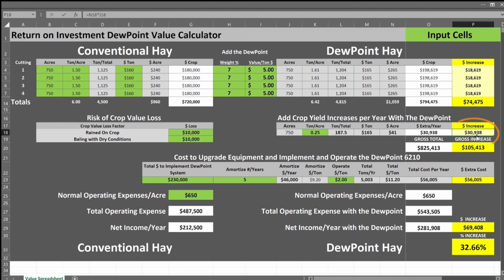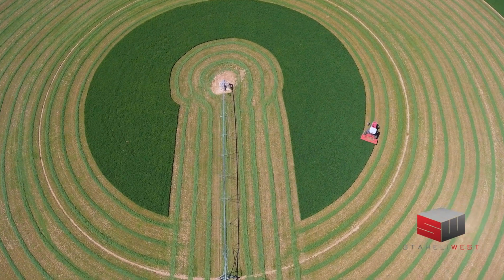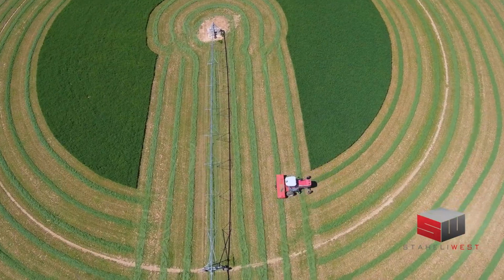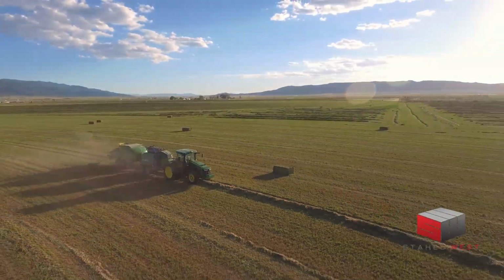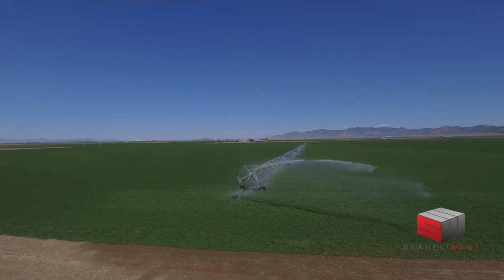That's a big deal. Well, we gain this crop yield from added growing days that we're adding to the growing cycle throughout the year by speeding up how fast we actually cut our hay, rake our hay, and bale our hay, and then turn the water back on.